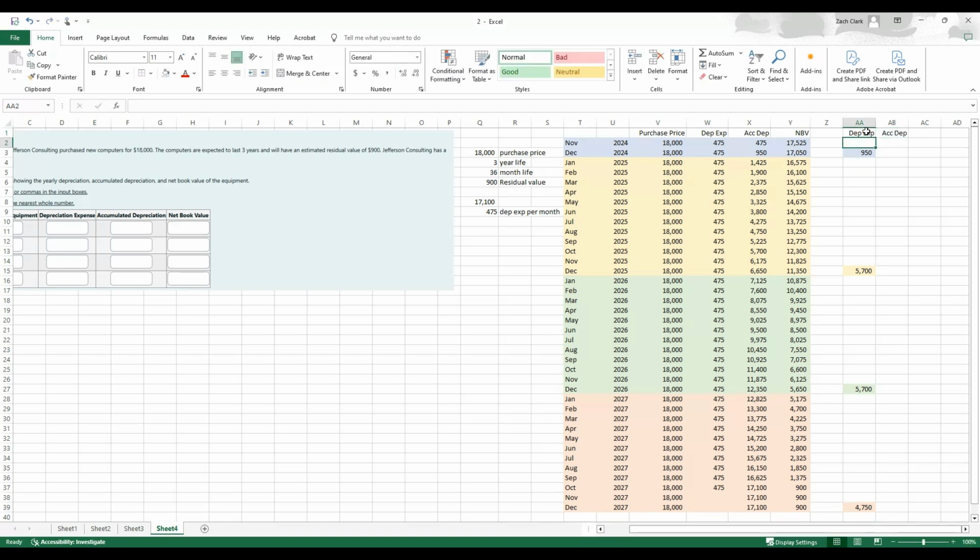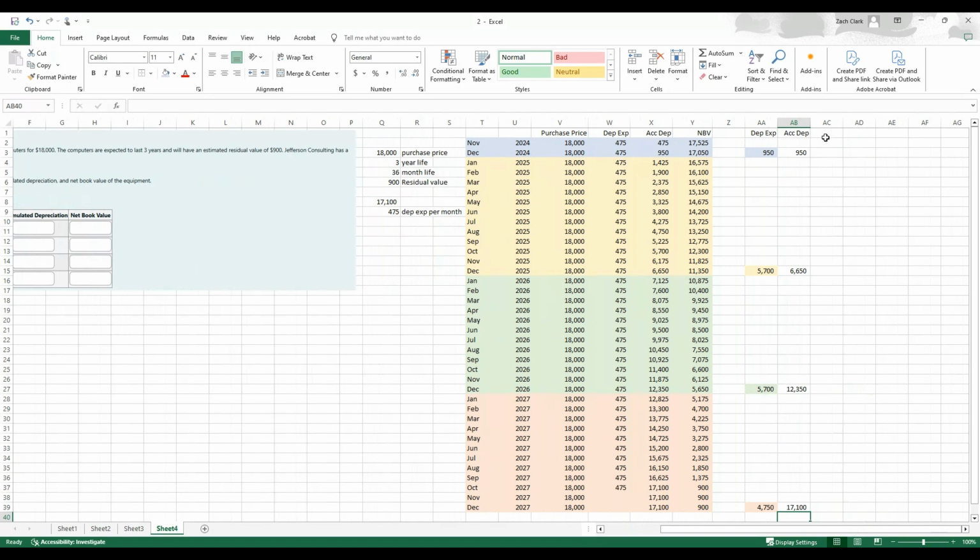And then the accumulated depreciation for each year would just be what this ends at the end of that year. And then the net book value, similarly, is just what it ends up at the end of that year. So this should be all the answers that we need. This is how it all breaks down.